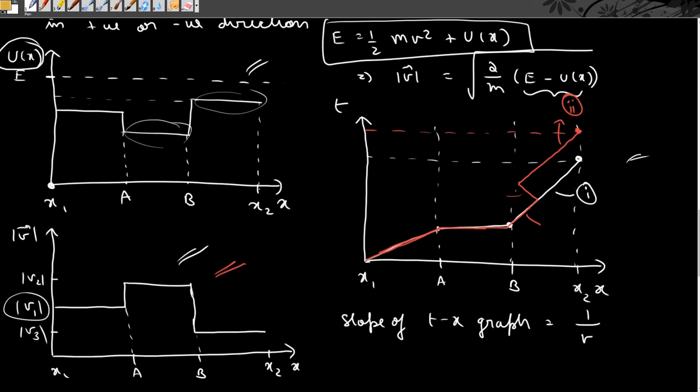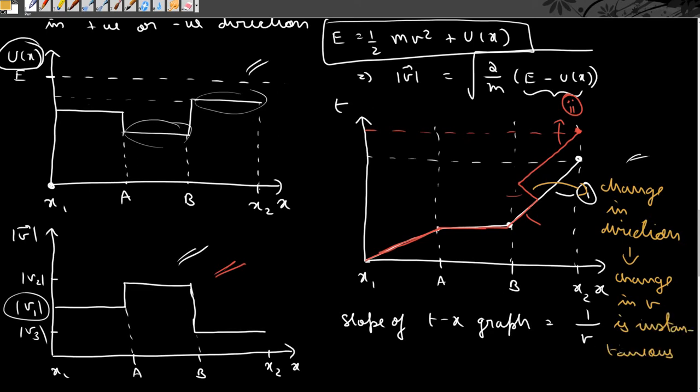So there is a change in direction. Plus, the change in the velocity is instantaneous. Okay. So the change in V is instantaneous. So this doesn't mean that the particle goes to rest at this point, but in an instantaneous amount of time, the particle suddenly changes the direction, keeping the velocity magnitude constant.